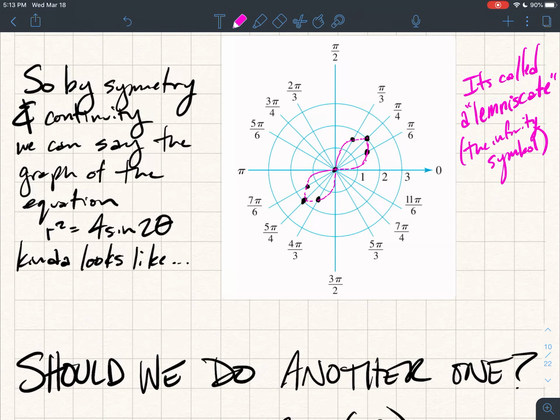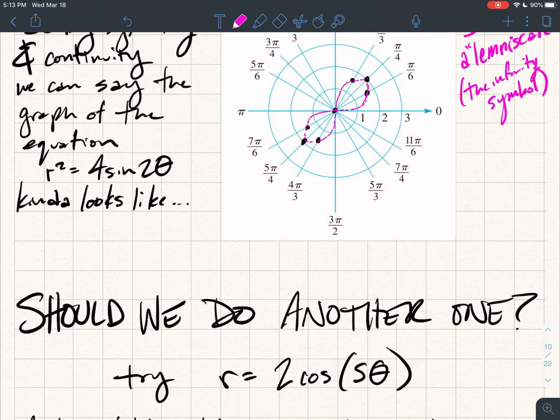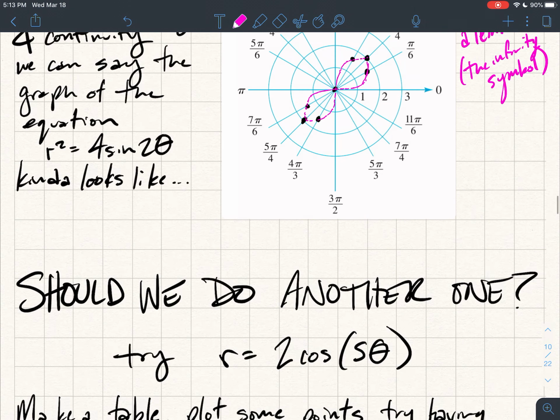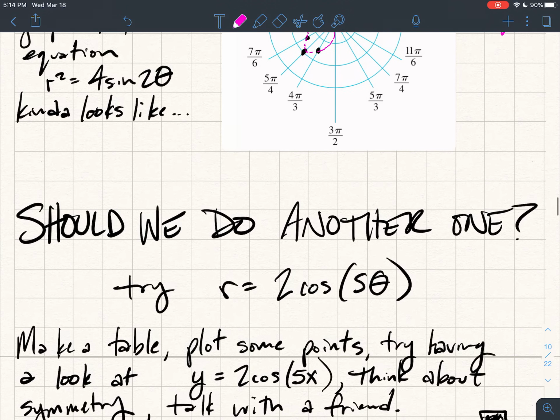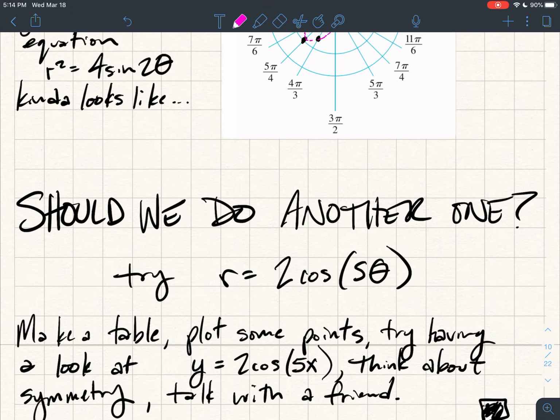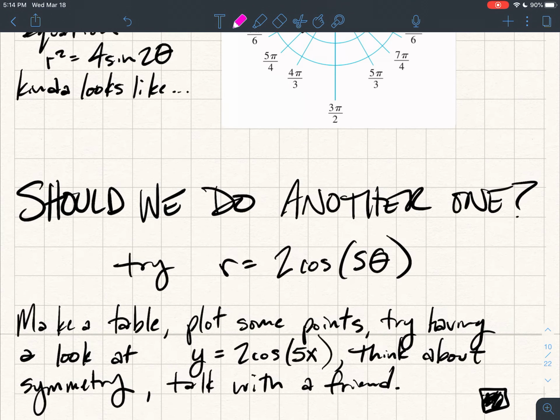Oh, should we do another one? And by we, I mean you. Yes, we should. Here's one: r equals 2 cos 5 theta. Make a table, plot some points, have a look at the function y equals 2 cos 5x. Think about symmetry. And talk with a friend if you can. If you can't talk with a friend, that's okay too. So pause the video and go ahead and give plotting this equation a try.